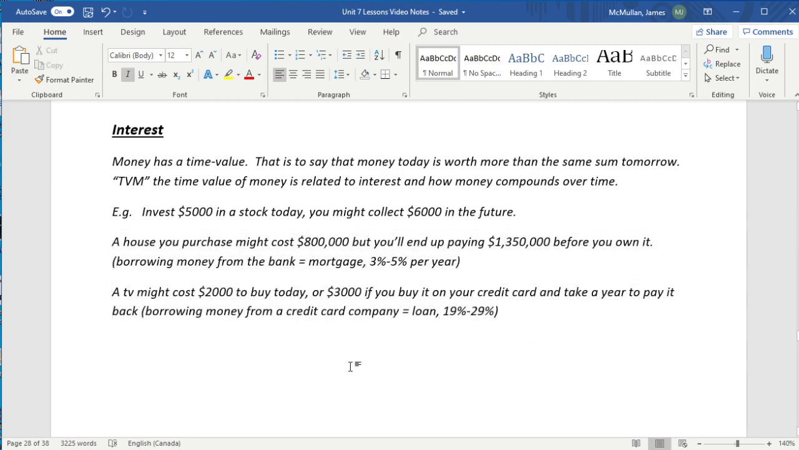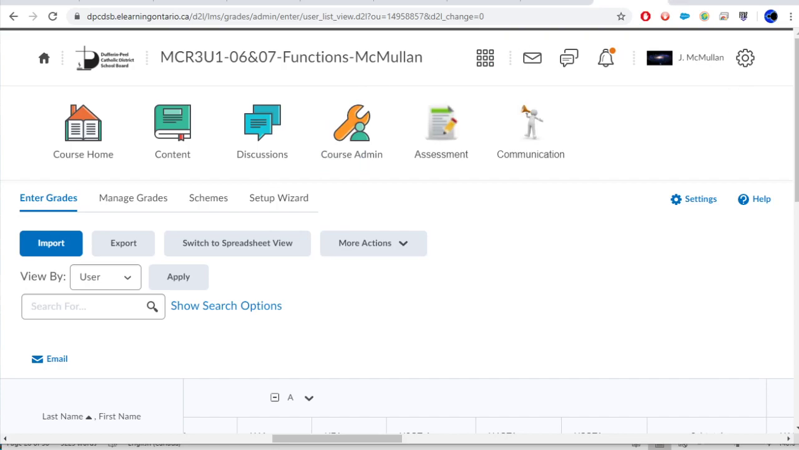I think spending time thinking about this is important, especially at your age, because there's such a long time horizon in front of you that you can really take advantage of this if you learn this stuff well. So what I'm going to do here today is introduce to you the concept of a TVM calculator.